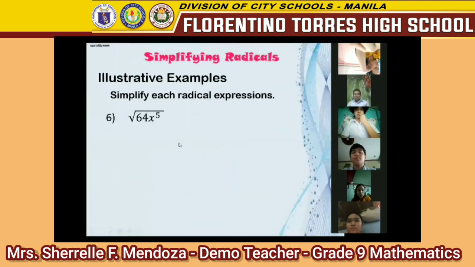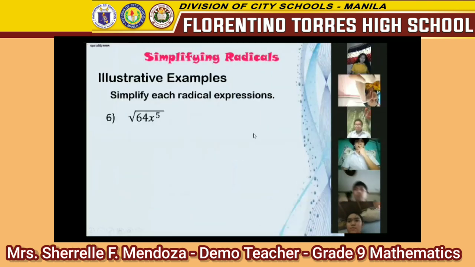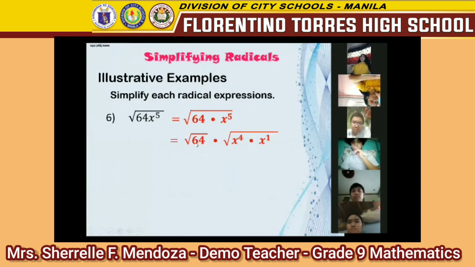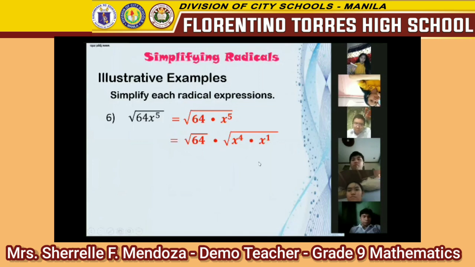Next is the square root of 64 times x raised to the 5th power. Again, we have two factors, 64 and x raised to the 5th. So we have the square root of 64 times x to the 5th. Again, we separate each factor: the square root of 64 times the square root of x raised to 4 times x raised to 1. x raised to 1 can also be expressed as x, even if no exponent is written, it means the exponent is 1. Then, the square root of 64 is?